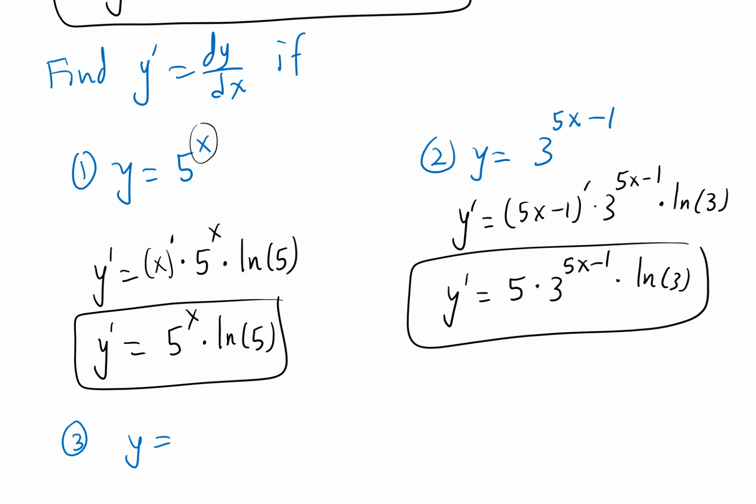How about y equals 7 to the x to the 4th minus 1? And 2.5 raised to negative x squared.